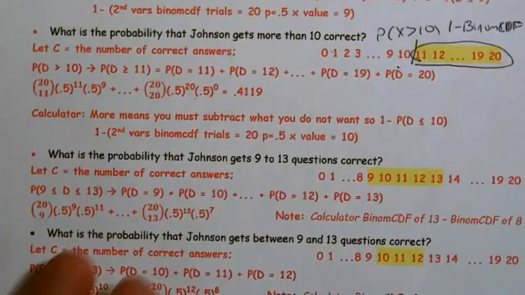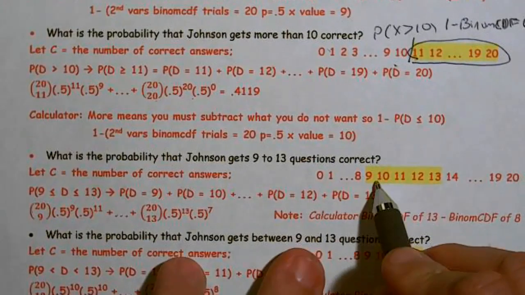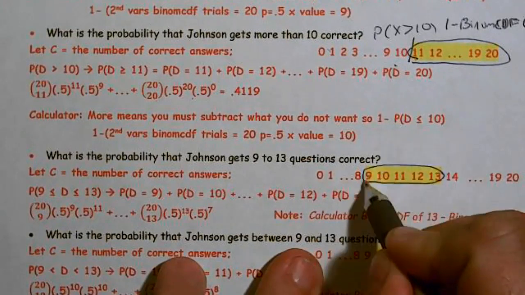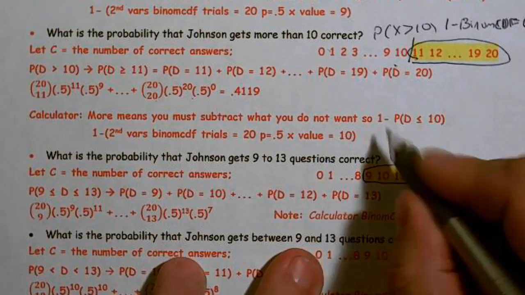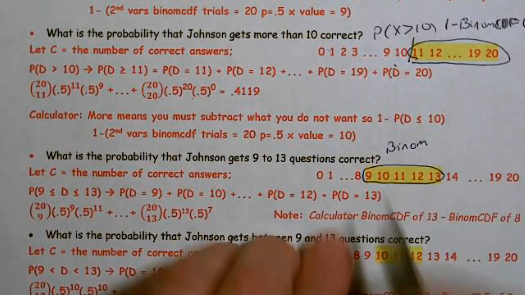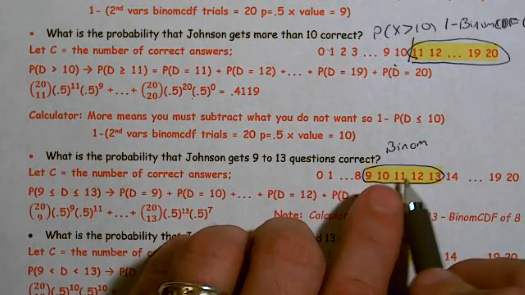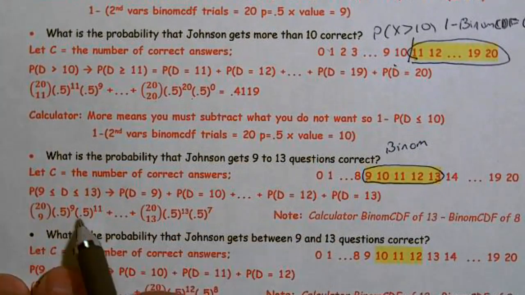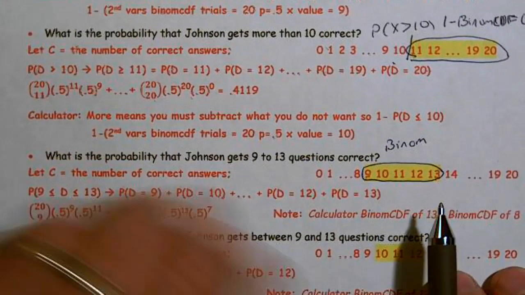All right, what's the probability that Johnson gets 9 to 13 questions correct? In other words, 9 satisfies, 10 satisfies, all of these satisfy. All right, so this is going to be a binomial CDF because we have more than one value circled, and we'll come back to what that is. But right now, for work shown, it's the PDF of 9 plus the PDF of 10, all the way to the PDF of 13. So 20 choose 9, 0.5 to the 9th, etc. 20 choose 13, etc.